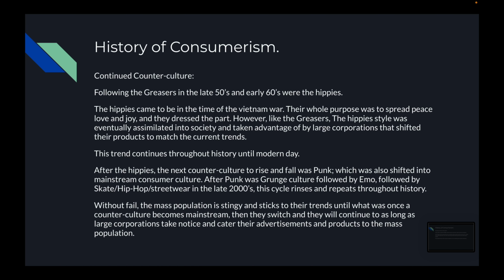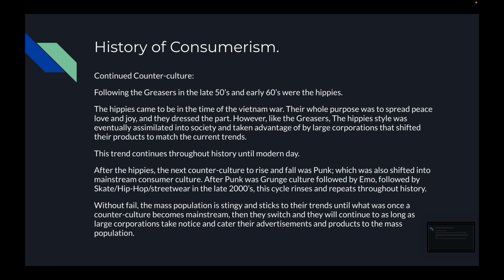Following the greasers in the late 50s and the early 60s were the hippies. The hippies came to be in the time of the Vietnam War. Their whole purpose was to spread peace, love, and joy, and they dressed the part. However, like the greasers, the hippie style was eventually assimilated into society and taken advantage of by large corporations that shifted the products to match the current trends.